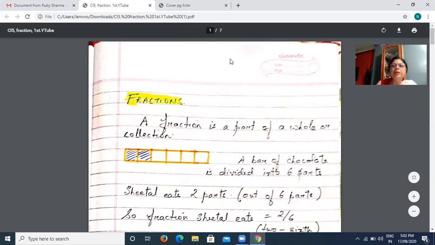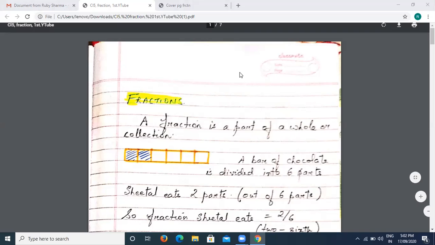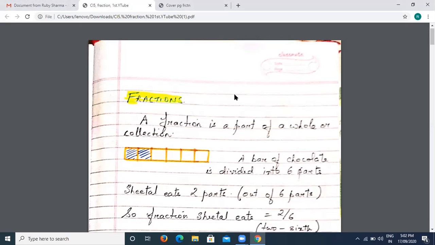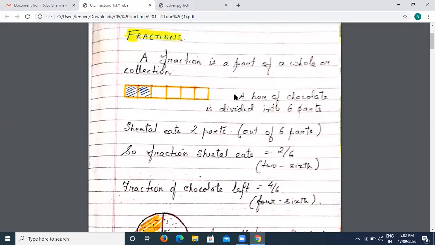So now let us see what is a fraction. A fraction is a part of a whole or collection. That means for a whole thing also we have fraction, even for a collection of things like a set of toys, a set of pens, or whatever it is, we can make fractions. Now suppose this bar of chocolate, this is one bar, we have divided into 6 parts. But here, one thing we must make sure is that each part is equal.